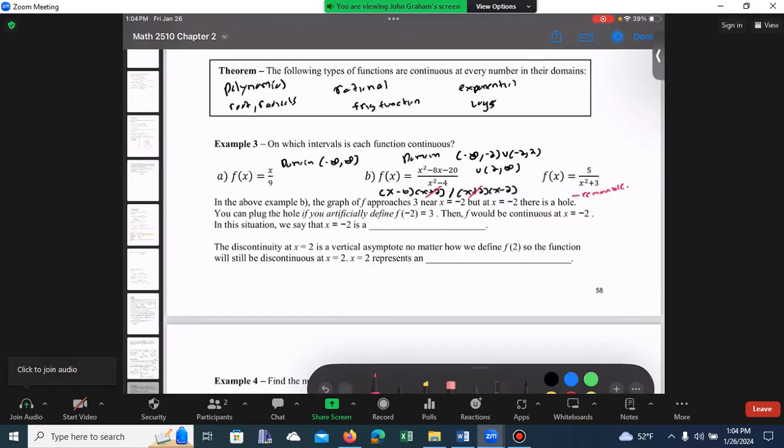At x equals 2, you have a vertical asymptote. So no matter how we define f of 2, it's still going to be discontinuous. There'll still be a discontinuity there. So this represents an infinite discontinuity. I'll write this down here. Removable discontinuity. We look at the third one, x squared plus 3. There's no way to set this equal 0. It's all real numbers again. No discontinuity there.